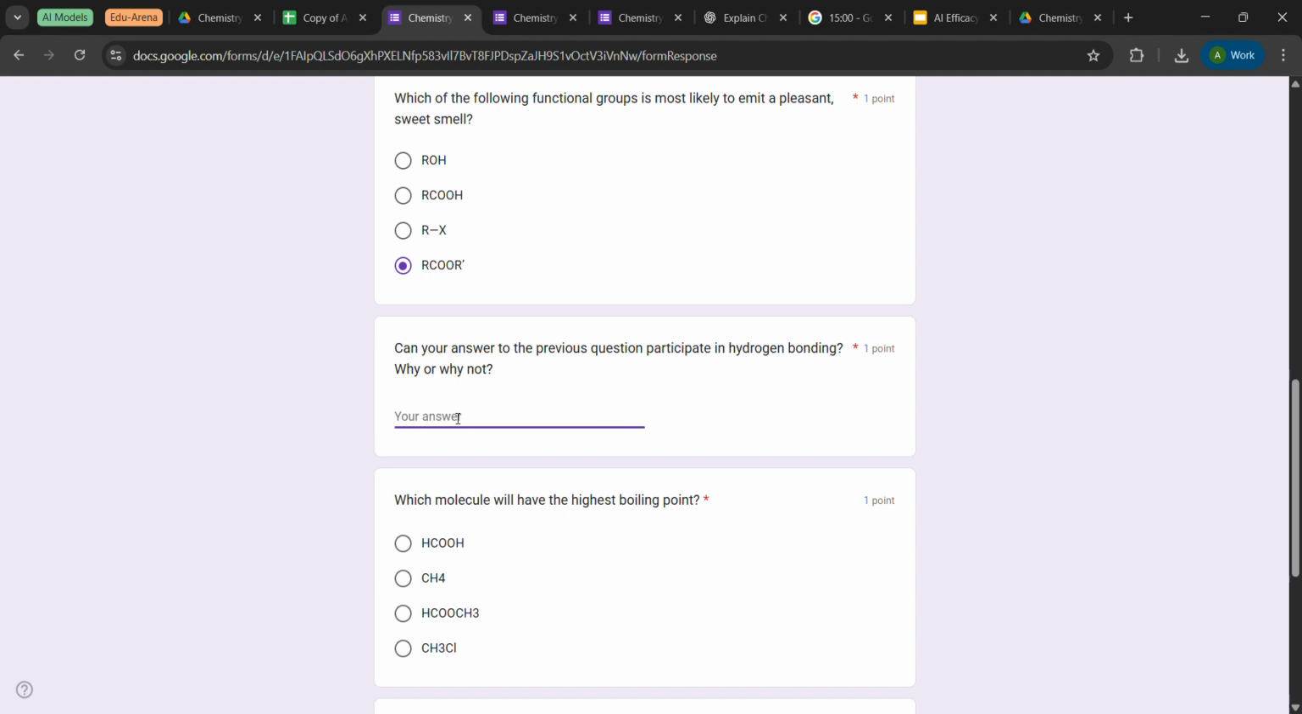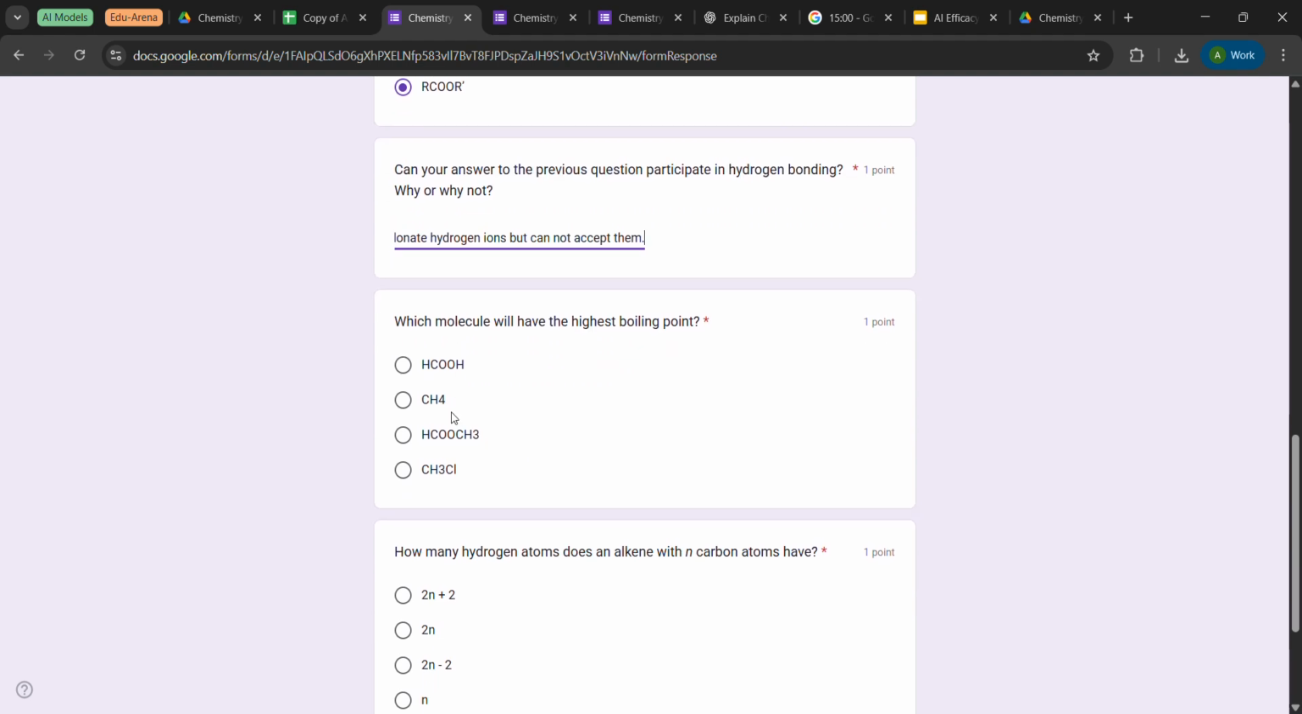Can you answer the previous question in hydrogen bonding terms? No. Ester can donate hydrogen ions but cannot accept them. This is one of the possible answers.